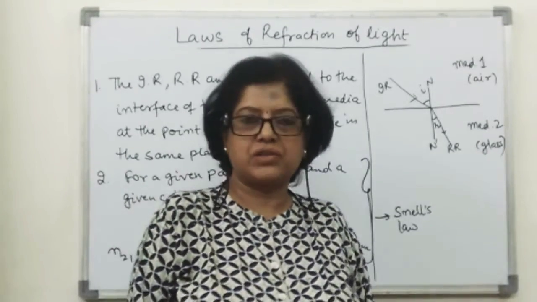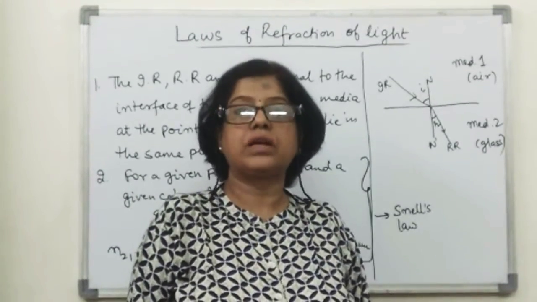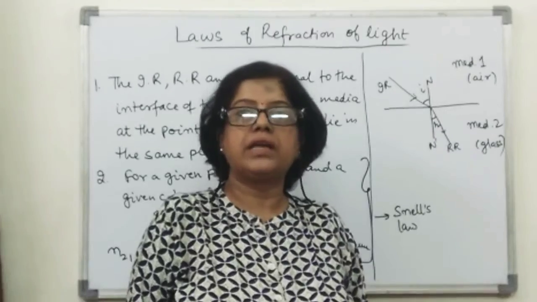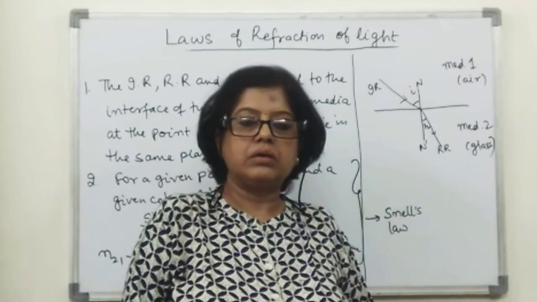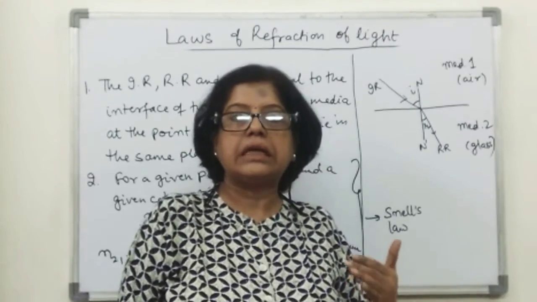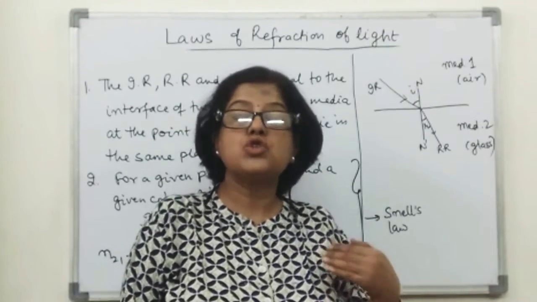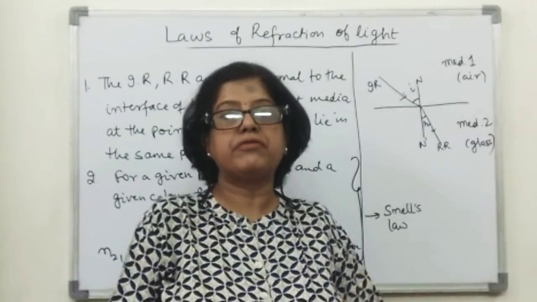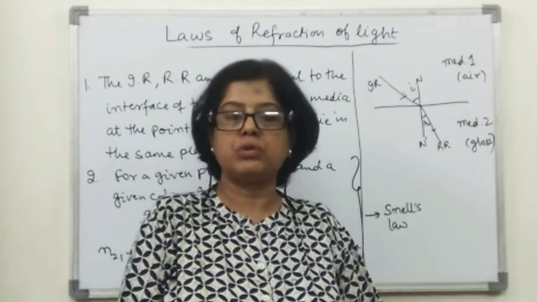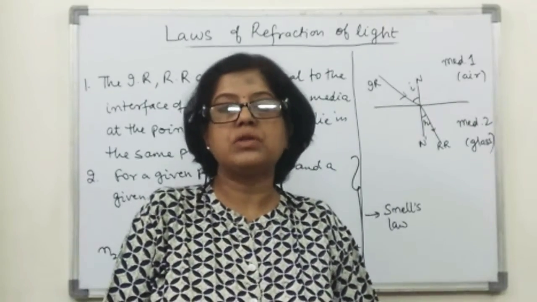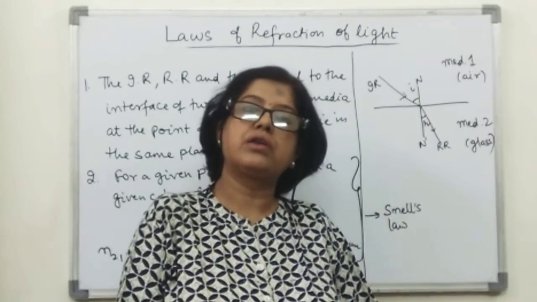Learned about refraction of light, and you all know that refraction means bending of light as it goes from one transparent medium to another. Now, we also discussed that the extent of bending is not the same. The extent of bending for different pairs of media is different. That means when a ray of light goes from air to glass, it may not bend to the same extent as it goes from air to water.